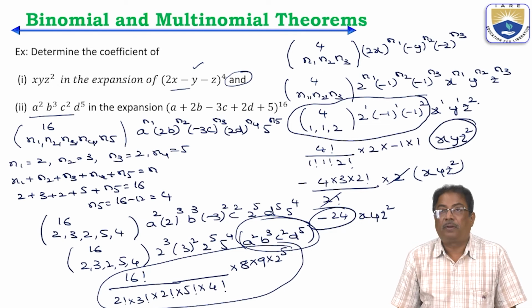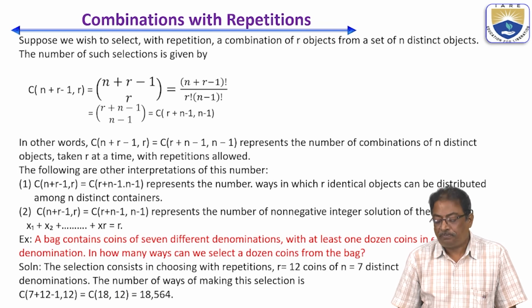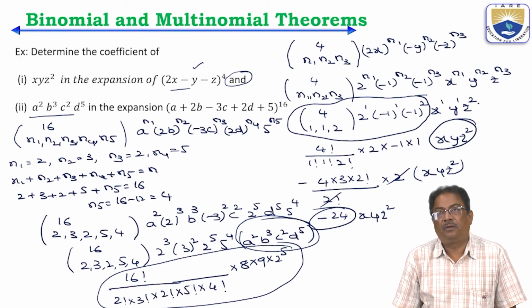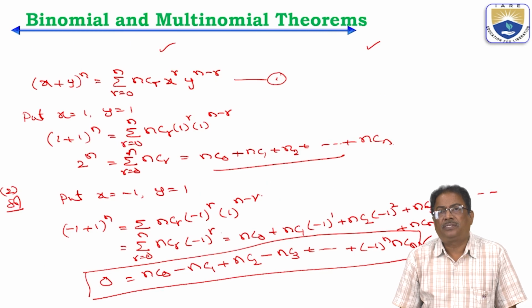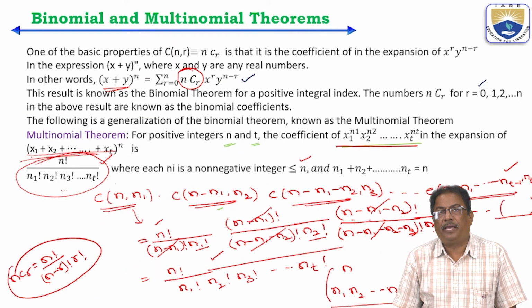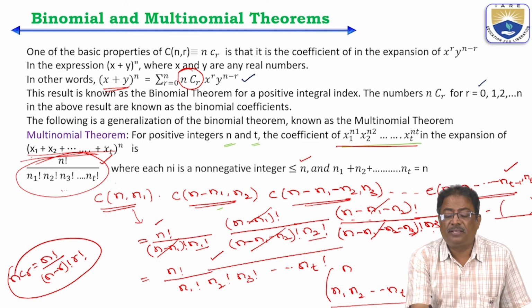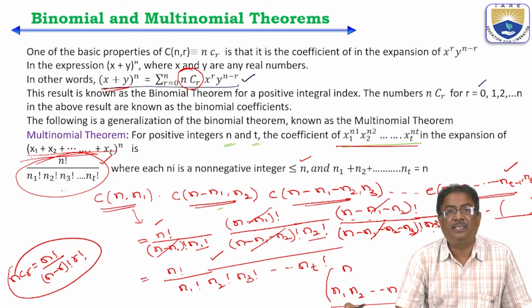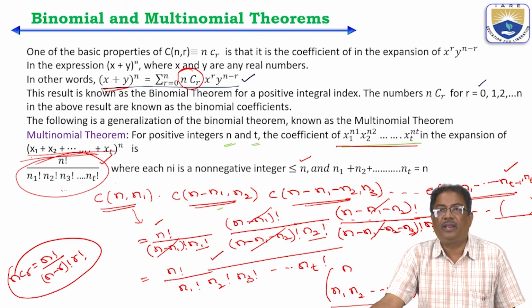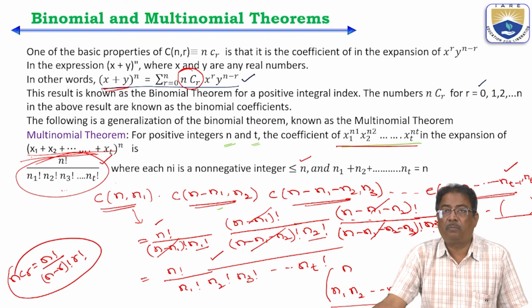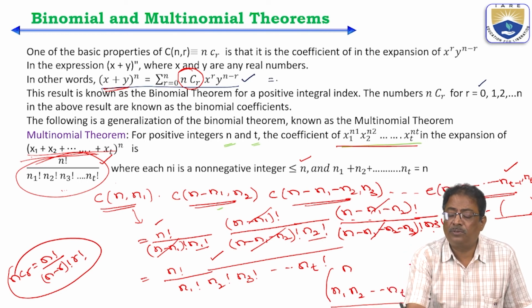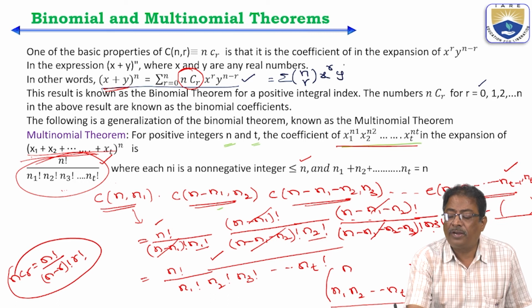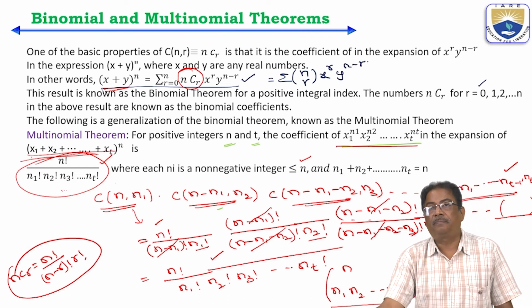So these are the problems related to the binomial as well as multinomial theorems. So once again, what is the binomial theorem? The binomial theorem is this. I'm going to consider x plus y whole to the power of n is nCr, x to the power of r, y to the power of n minus r. This I can also write as the summation of nCr, x to the power of r, y to the power of n minus r.